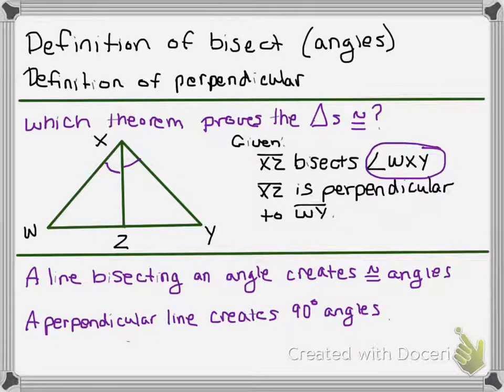The other one says that XZ is perpendicular to WY. So that's our line XZ right here is perpendicular to line WY. That's our side. When something's perpendicular, it creates 90-degree angles. So I know right now that these two angles are 90 degrees because this is a perpendicular line. So when it says which theorem proves the triangles congruent, I can see that I also have a shared side that's congruent right here. So my theorem that proves the triangles congruent is angle, side, angle.